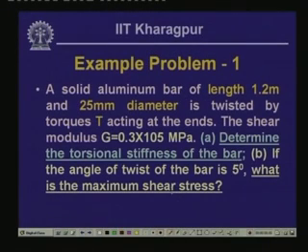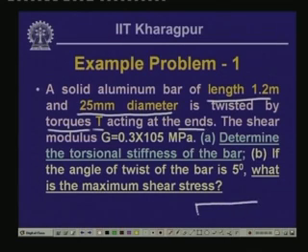This particular example, in fact, I had given you last time, and I had asked you to evaluate. I am sure you got the values for this. Let me give you the values so that you can compare your results. A solid aluminum bar of length 1.2 meter and 25 millimeter diameter is twisted by torque T acting at the end. That means you have a solid aluminum bar subjected to a twisting moment, and this is our positive twisting moment notation. We are giving the vectorial notation over here, and the length of this bar is 1.2 meter, the diameter is 25 millimeter, and it is twisted by torque T.